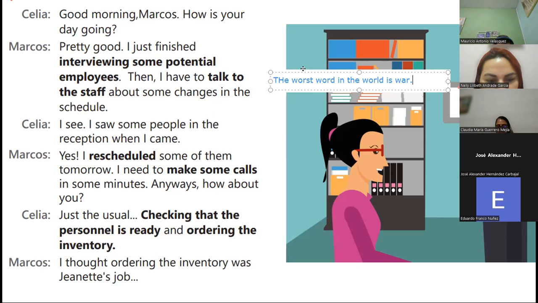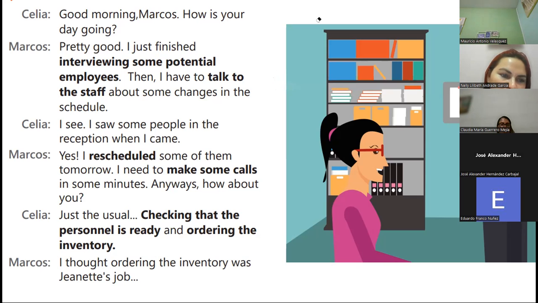A ver, todos abran su micrófono, aunque se oiga como el mercado. Vamos a ver. I saw some people in the reception when I came. All right, please watch out your audio, okay?